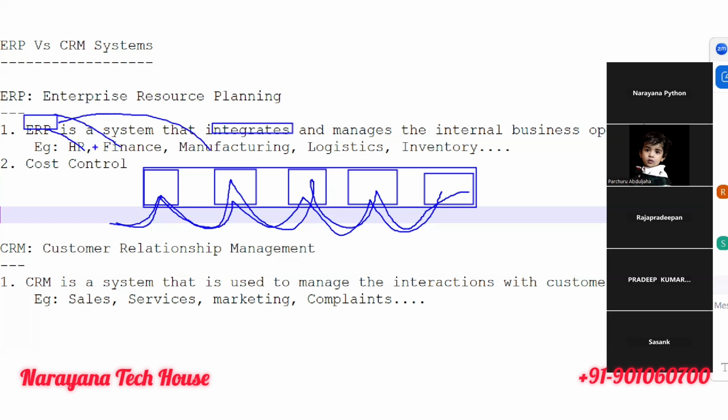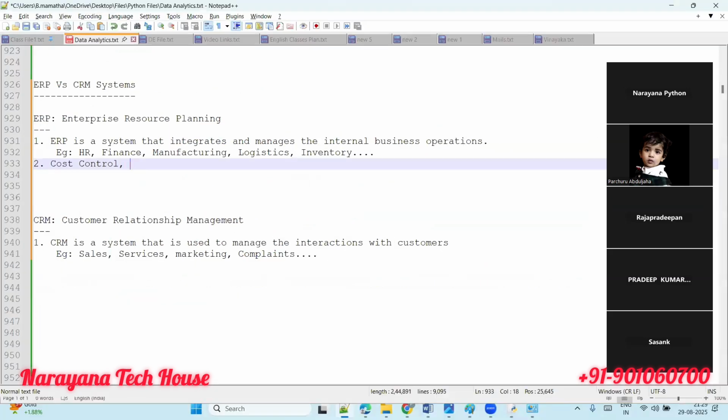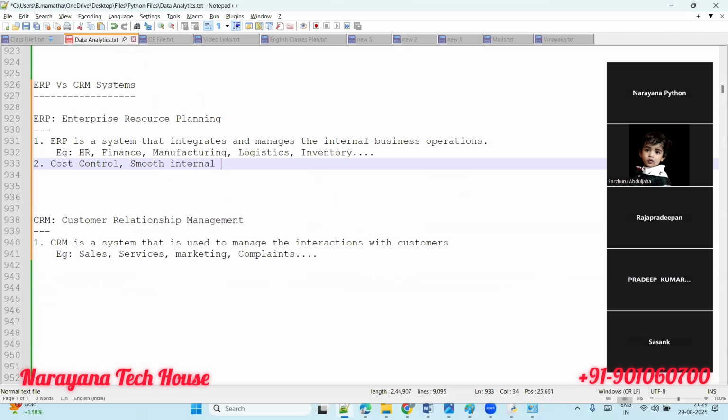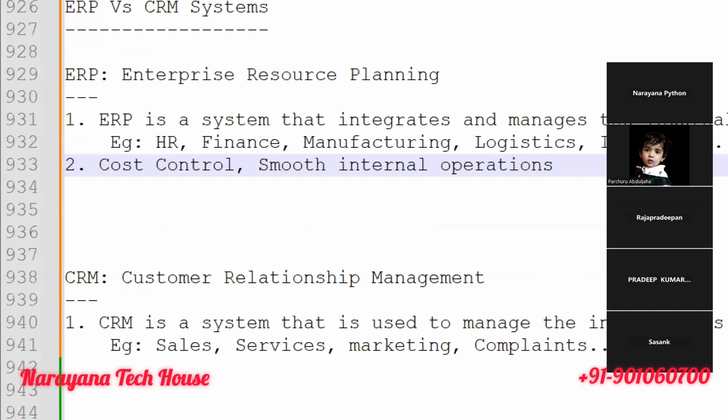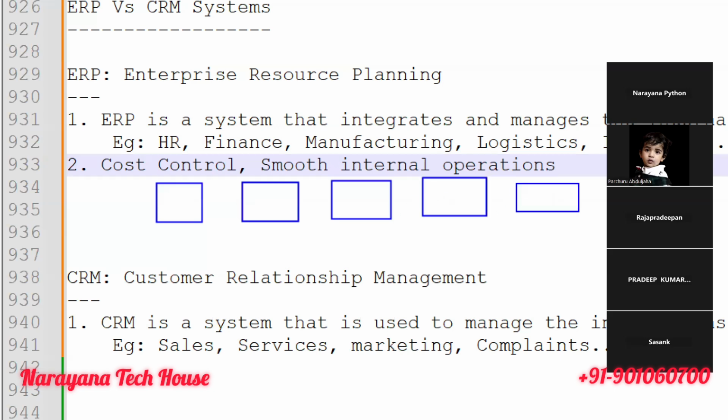What is the meaning of smooth operations? I take one more, guys, here: smooth internal operations. What is the meaning of smooth internal operations? Smooth internal operations means, see, when you have different systems for different departments, right? Different systems for the different departments, guys.